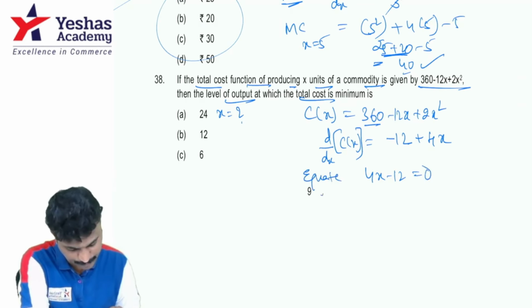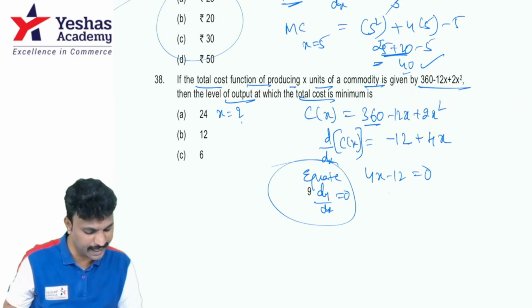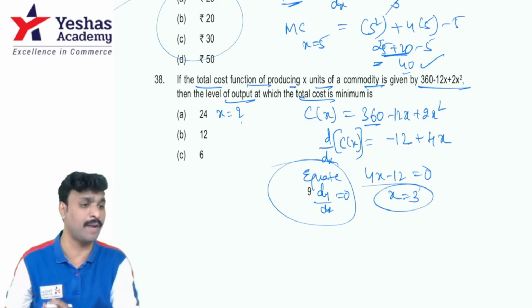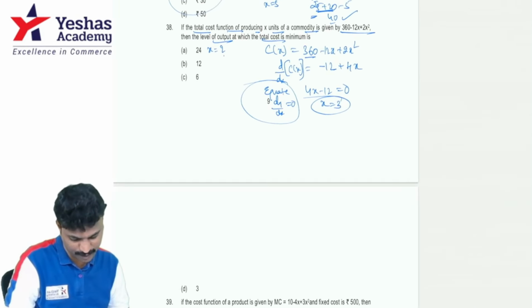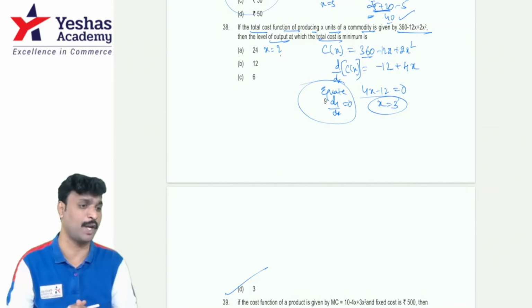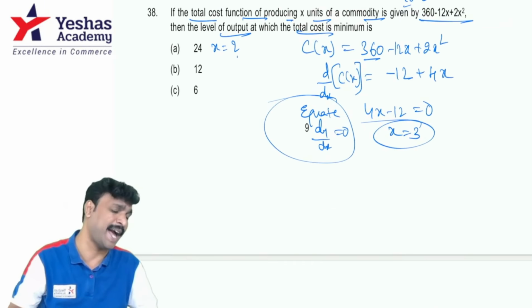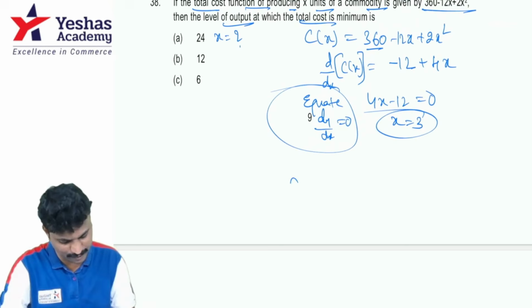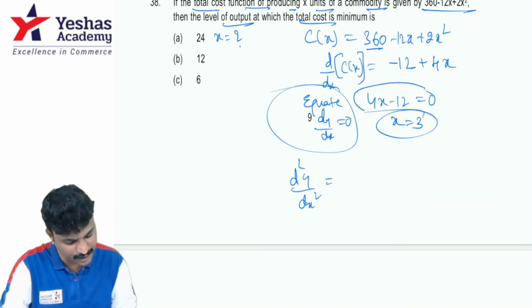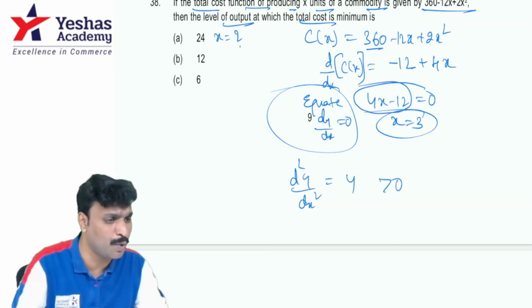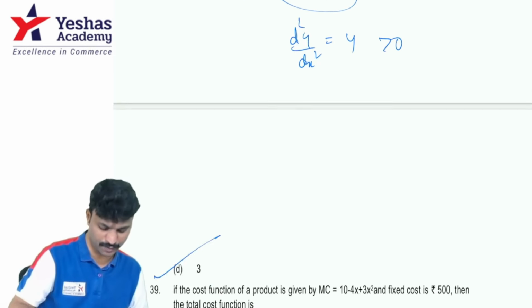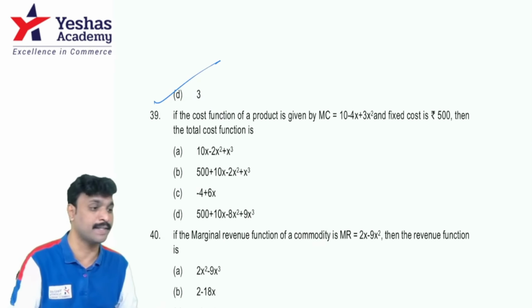Equate dy by dx to 0. Now, if I do that, I get x is equal to 3, because 12 by 4 is 3. Now, the only value of x that we have among the options is option D. There's only one value we have got. We need not proceed actually, right? So actually, if you want to find out, you have to proceed to find d square y by dx square. Derivative of dy by dx is 4. It's greater than 0. Definitely minimum value only. At what value of x? x is equal to 3. Option D is the right answer.